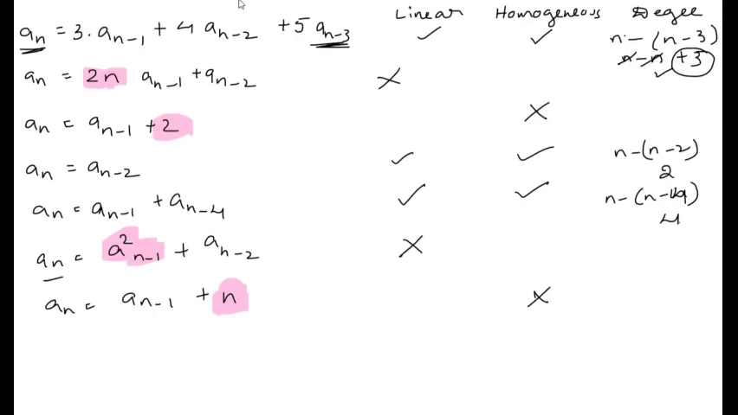So it is not a linear homogeneous relation. That means on the right-hand side, like a_{n-1} plus a_{n-2} and so on, you should not find any constant terms like 1, n, or n square kind of things. We should not have them. Just simply you should have plus 0.